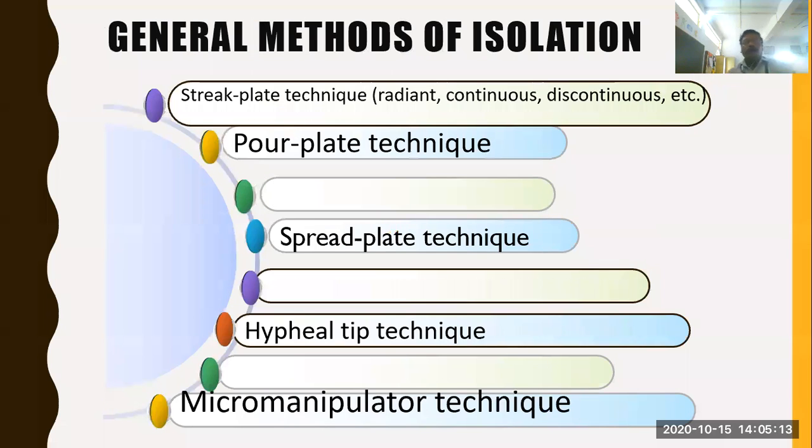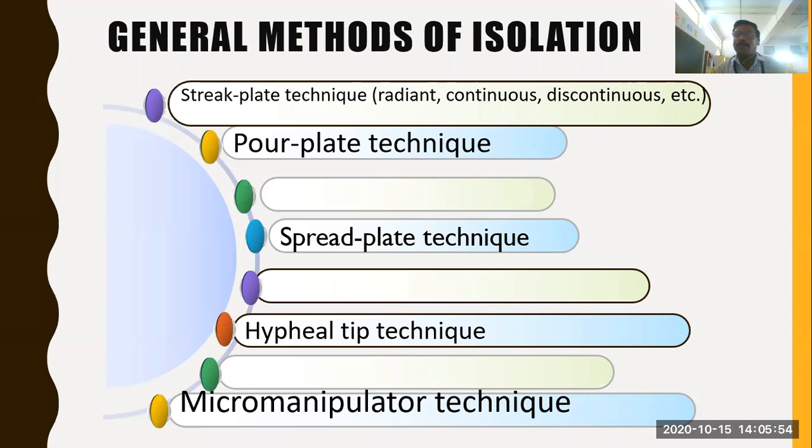Then what are the general methods for isolation? We know very well, as microbiologists, that we have numerous isolation techniques. The very popular method is the streak plate method. Sometimes we call them gradient, continuous, discontinuous, quadrant methods. Either it may be the central streaking, and most of the time when you are going for isolation, you have to use the quadrant technique.